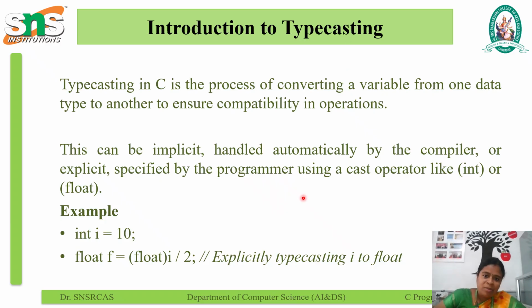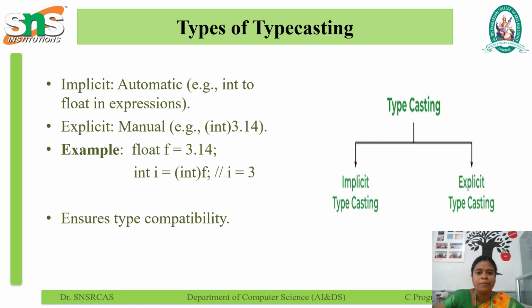Typecasting is essential for tasks like arithmetic operations or function calls requiring a specific type, preventing errors and ensuring accurate results. For example, int i = 10, float value = float(i) / 2, explicitly typecasting i into a float value.